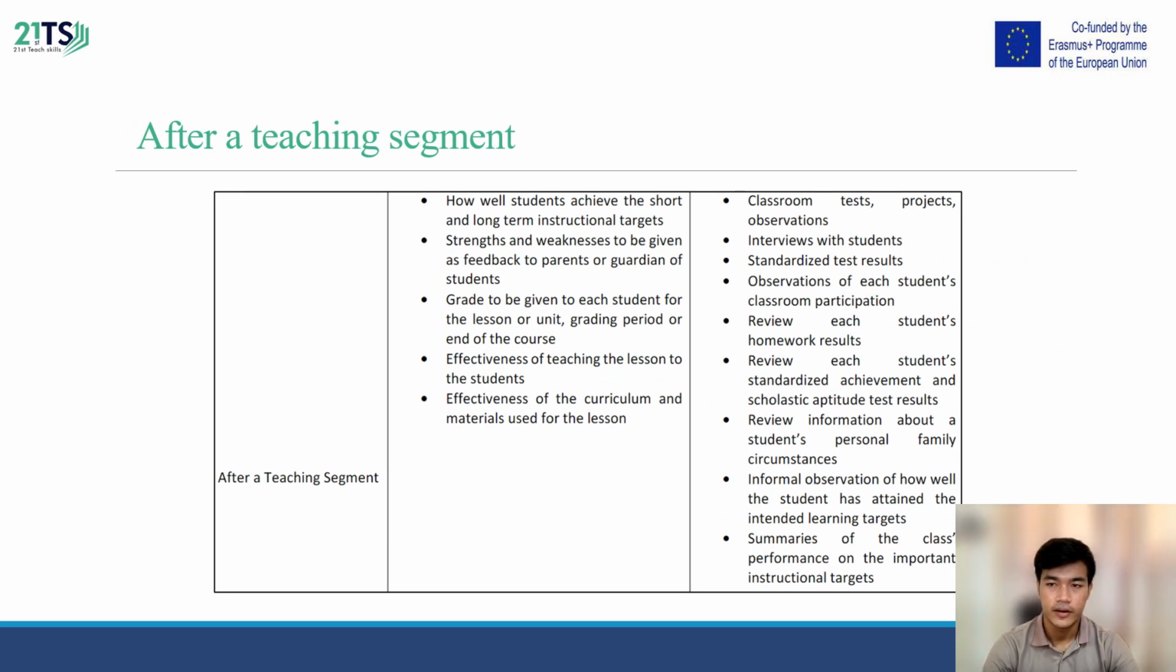And here is the phase of after teaching, a table describing the decision and source of information. Start from the left to the right. After a teaching segment: how well students achieve the short and long-term instructional targets; strengths and weaknesses to be given as feedback to parents or guardians of students; grade to be given to each student for the lesson or unit, grading period and the course; effectiveness of teaching the lesson to students; effectiveness of the curriculum and materials used for the lesson.